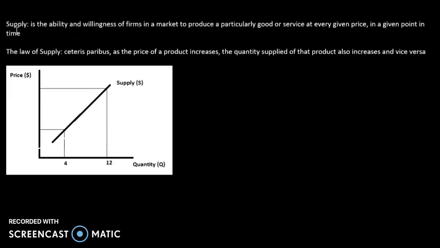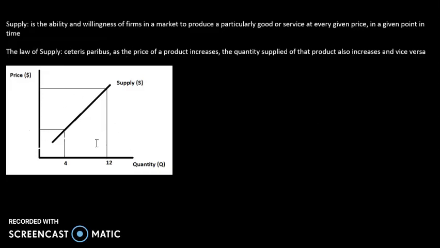So we also have with supply something called the law of supply, which says that ceteris paribus, all things equal, as the price of a product increases, the quantity supplied of that product also increases, and vice versa. So as the price of a product decreases, the quantity supplied will also decrease. So there's a positive relationship between price and quantity.